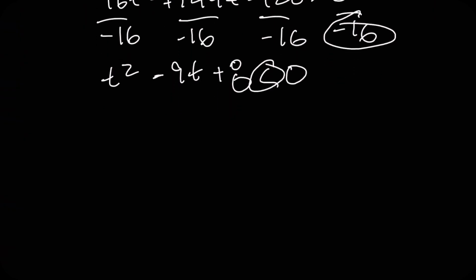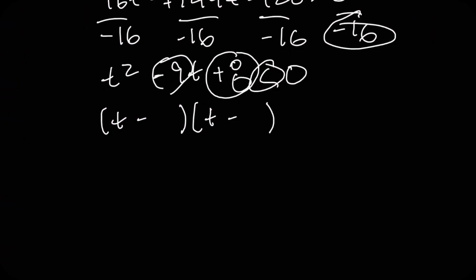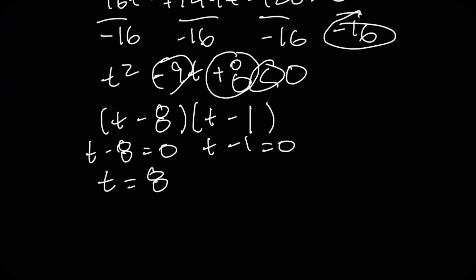Now, we want to go ahead and solve for t. So we can actually factor this one, and we want two numbers that when multiplied together get us this positive 8, and when added together get us this negative 9. So let's go ahead and try a negative 8 and a negative 1. Negative 8 times negative 1 gets us a positive 8. And then negative 8 minus 1 gets us the negative 9. So we should be good to go. And we can set these equal to 0 to give us some t values. So we have t is equal to 8 and t is equal to 1.